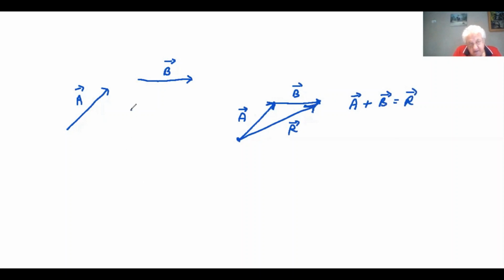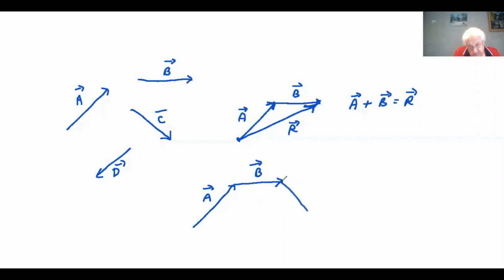Again, if I take another vector C, perhaps a vector D, I can put all these vectors together. Let me see if I've got enough room. This is my A. All vectors placed head to tail. My vector B, my vector C, and my vector D.